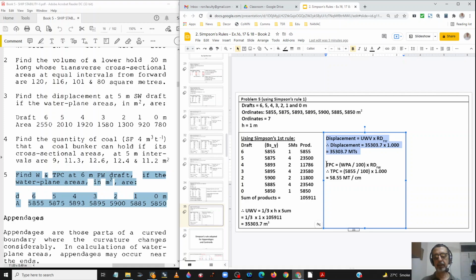And TPC in fresh water is equal to water plane area divided by 100 into the relative density of fresh water, thus giving us 5855 divided by 100 into 1, equal to 58.55 metric tons. And 5855 is the water plane area at the 6 meter draft, which is where we want the TPC to be calculated.